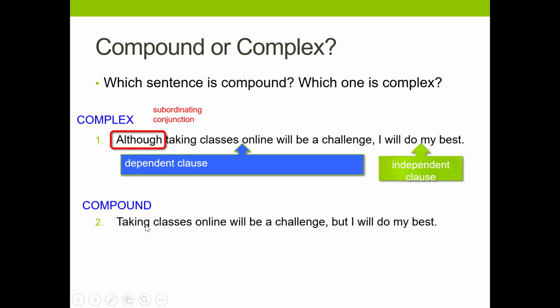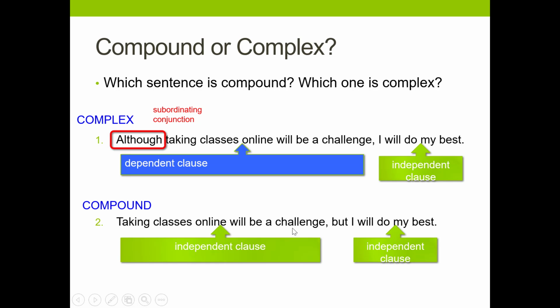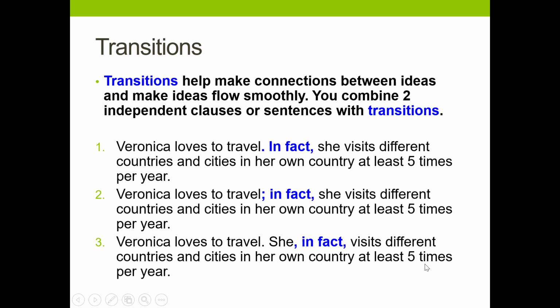The second one is compound. You have an independent clause. Taking classes online will be a challenge. I have my fanboys, but, in the middle, my coordinating conjunction. I will do my best. That is the second independent clause.